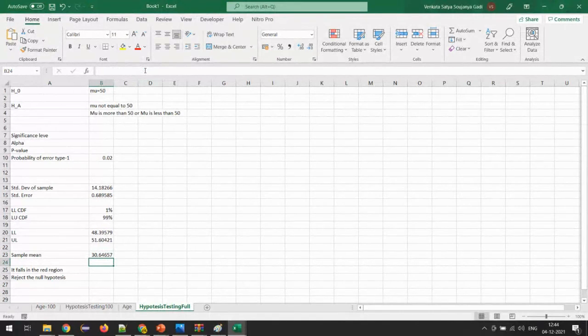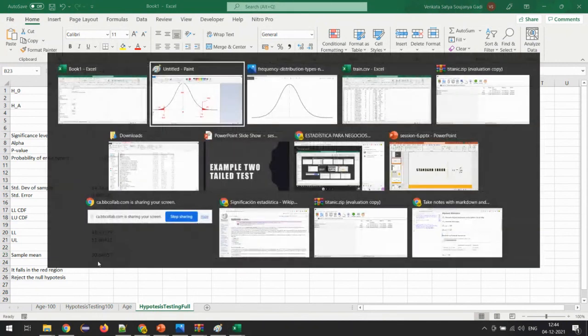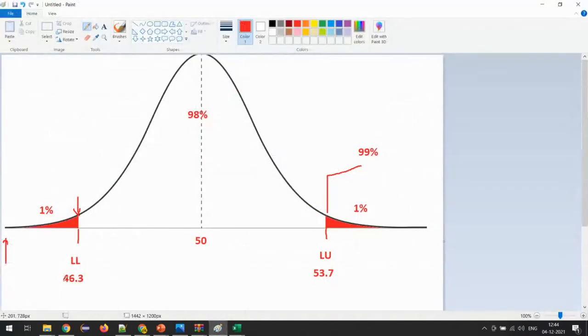Okay. The new lower limit is 48 and the upper limit is 51. And the sample mean we are getting is 30. So is it in the red region or in the white region? Where does it belong, this sample mean? So it's still in the same red region. Yeah, it's still in the red region.